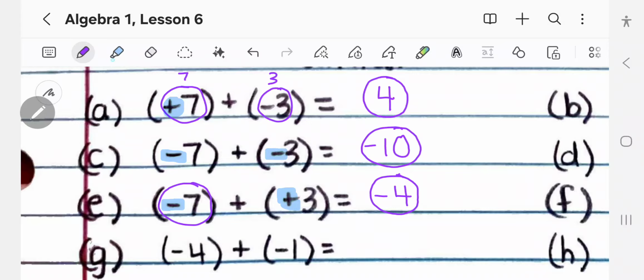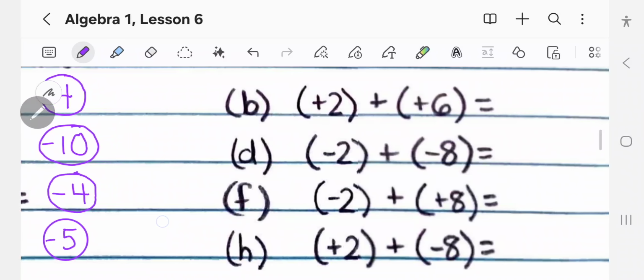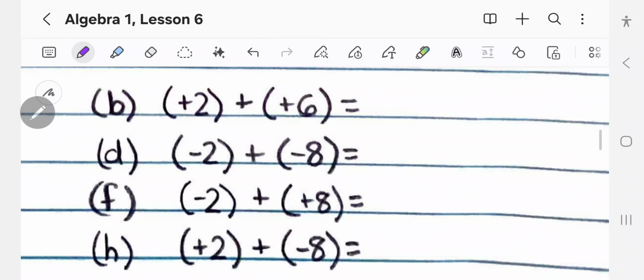G, same signs. Both are negative. So I'm going to the left 4 and then the left 1 more. Since I didn't switch directions, I'm adding these and keeping the same sign. Okay, I'm going to switch over to these. Maybe you could pause the video and you try these, or just the first one maybe on your own.